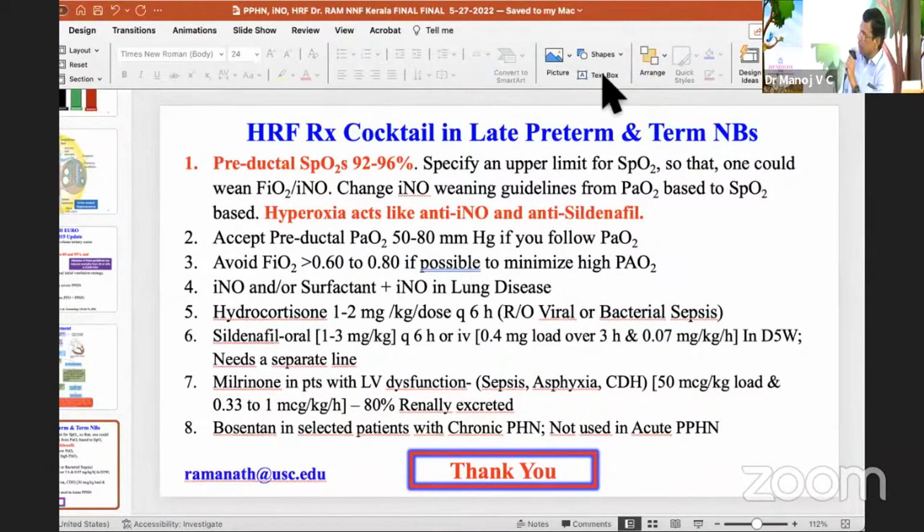That was an excellent talk, Dr. Ramanathan. I do remember meeting you in Coimbatore a few years back in a meeting when you spoke on surfactant therapy. Now, quickly, if you have any questions from the audience, otherwise I'll ask.